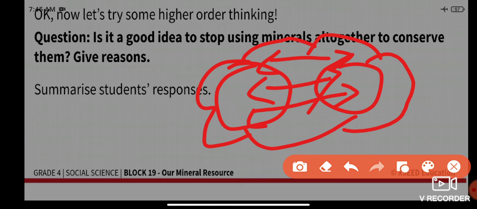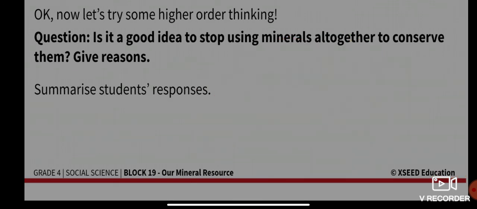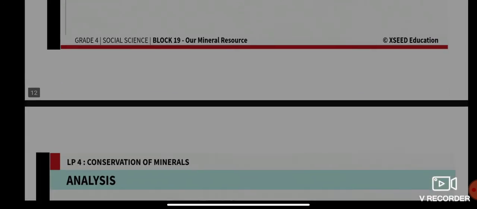So similarly it is also a good idea to conserve them, coming up with different solutions to different problems. But it is also not a good idea to stop using minerals completely, because many people will suffer if it is stopped. So similarly you will have different answers to that.